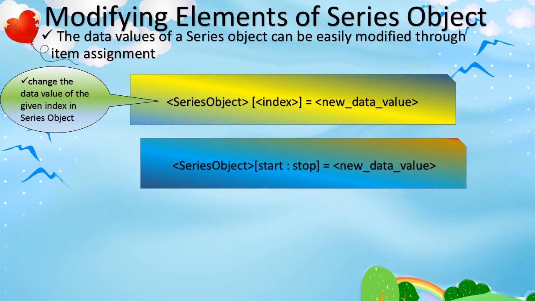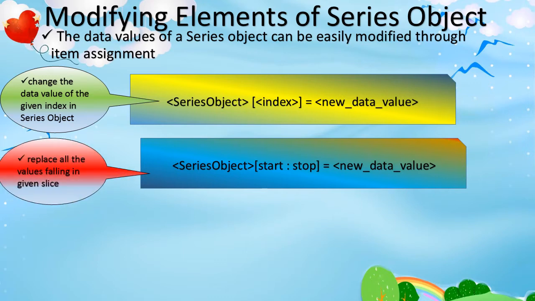The second one is the syntax series object start colon stop equal to the values. So with a range of index we can change to a new value. The first one changes only one position value, and the second one is like slicing, so we can change more than one index position value.